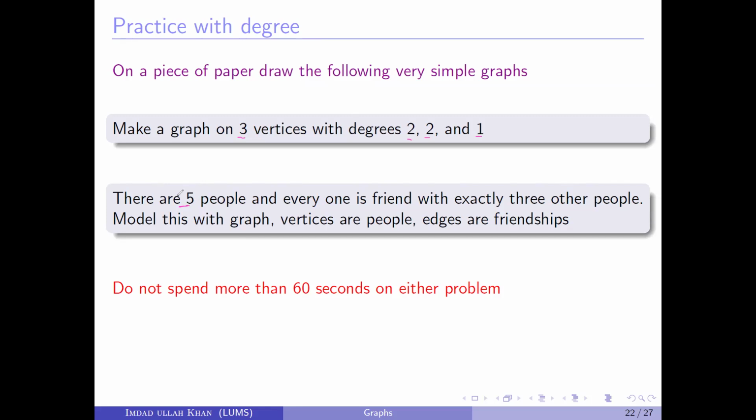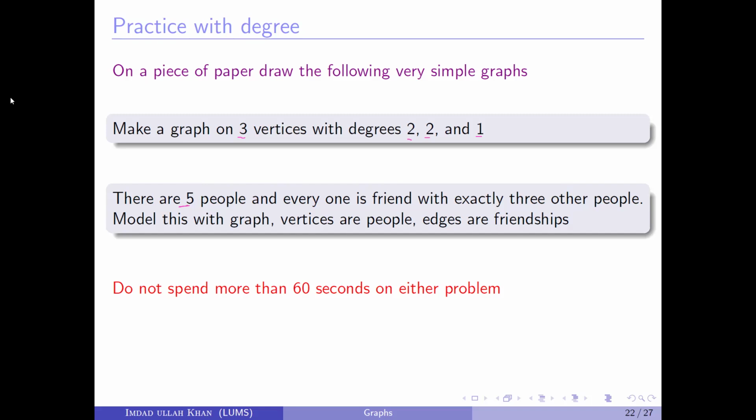right? Which means draw 5 vertices. Friendship is being modeled as edges. So each vertex should have degree 3. So try to draw these 2 kinds of graphs. It's written on the slides not to spend more than a minute on each of the problems. So you can pause the video for the next 2 or 3 or 4 minutes of your choice.